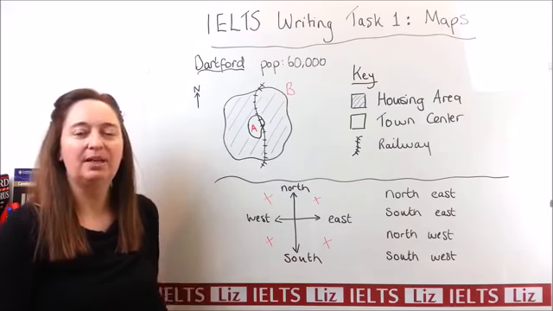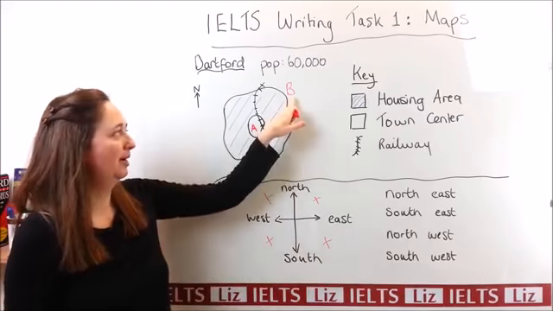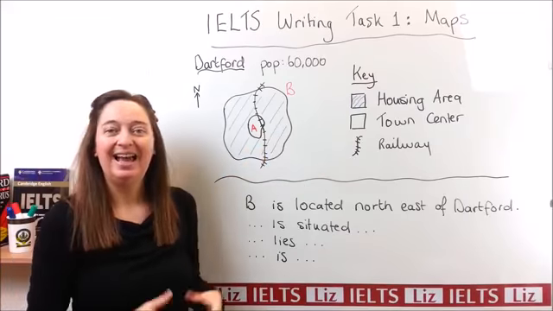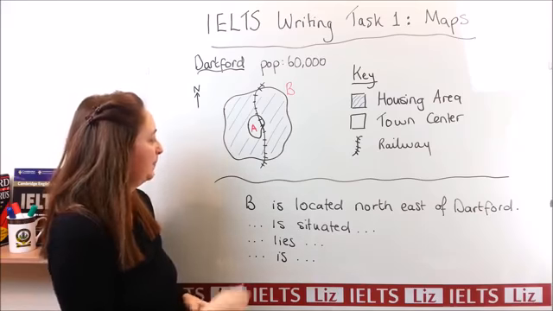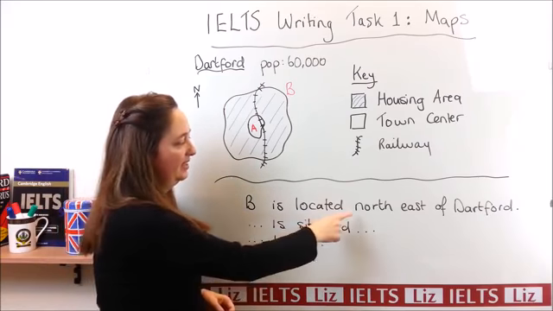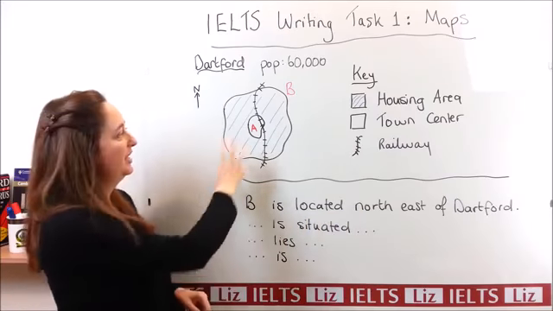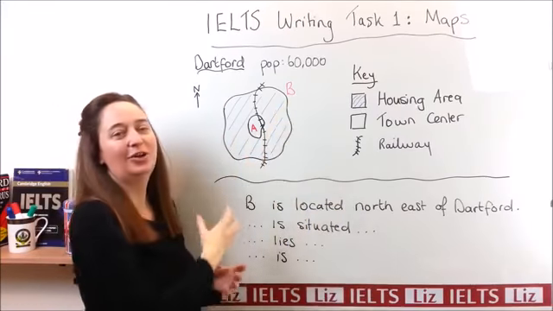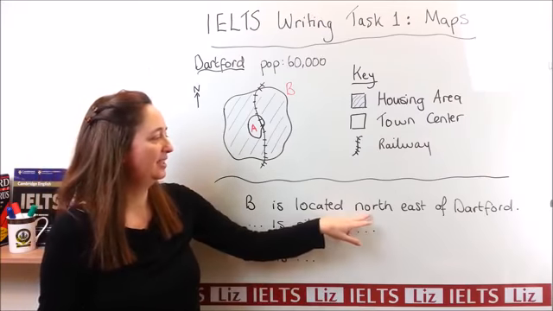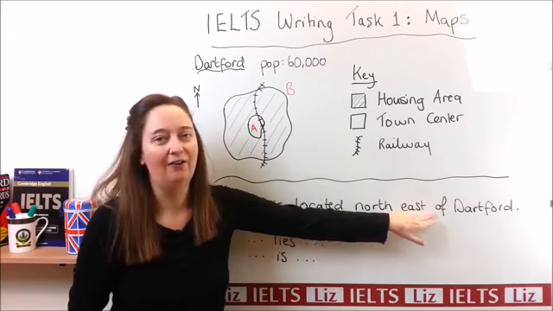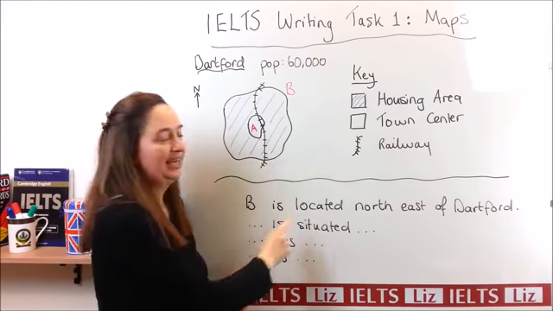So that's the vocabulary. Let's put that in a sentence so that we can describe the location of B. And here we have a sentence to describe the location of B. B is located northeast of Dartford. And you can see on the map that B is located outside the town. So it's located northeast of Dartford. So here you can see we've got is located.